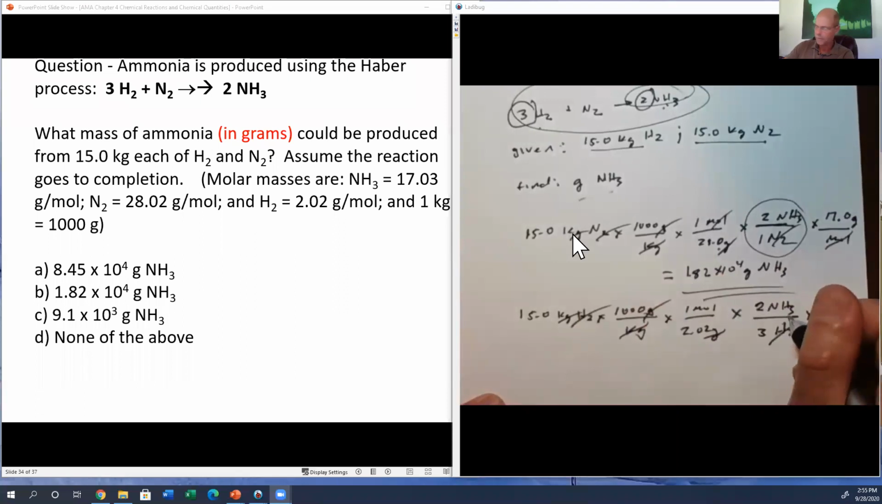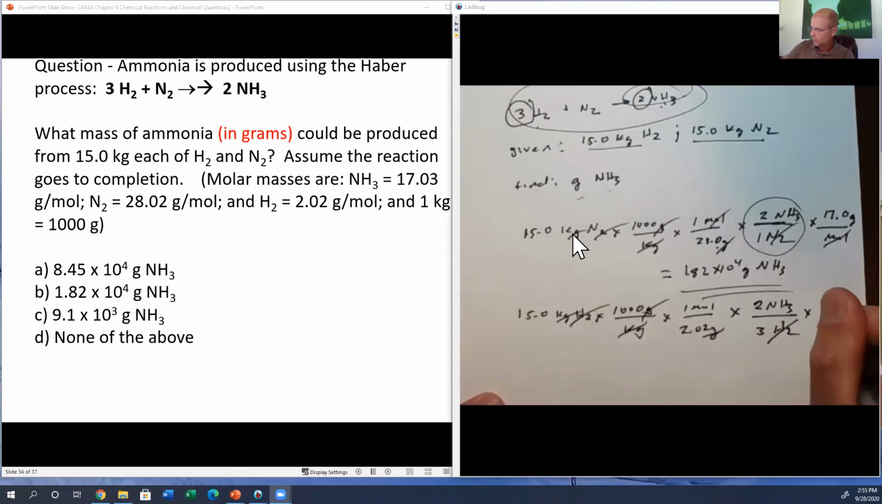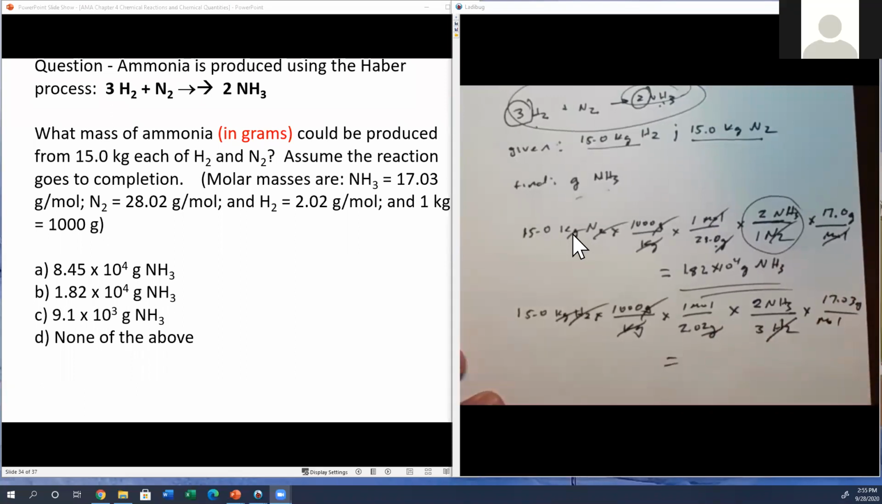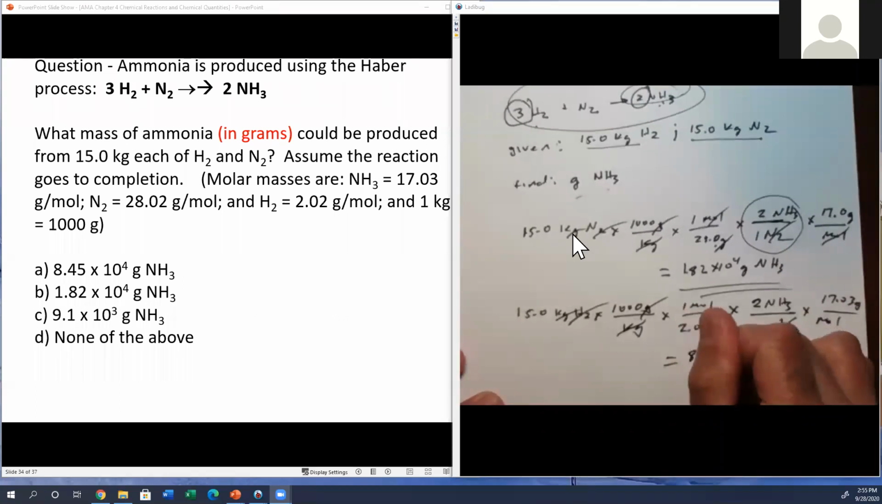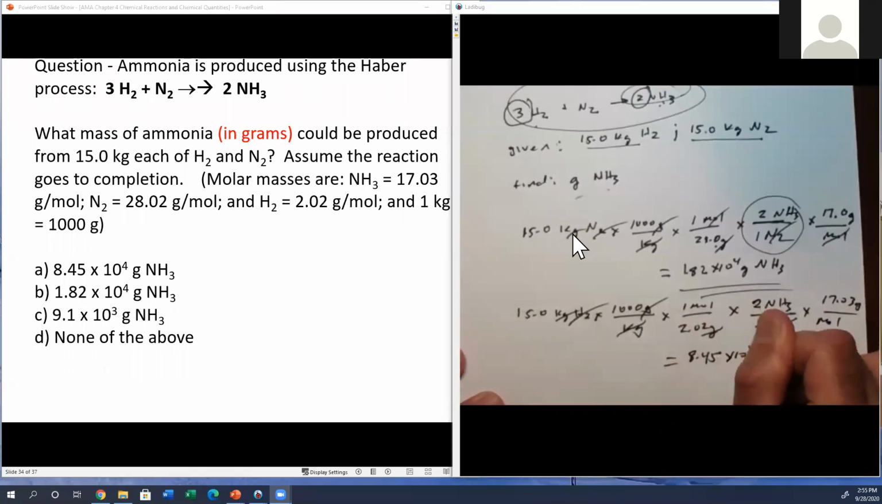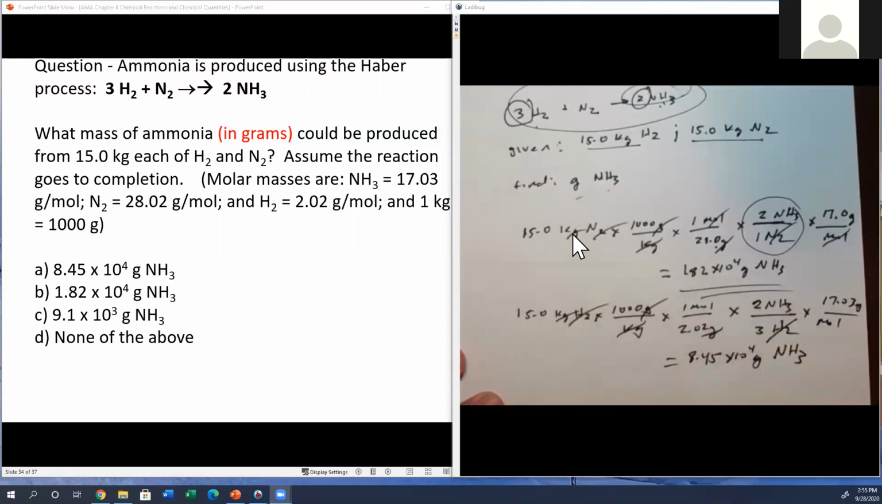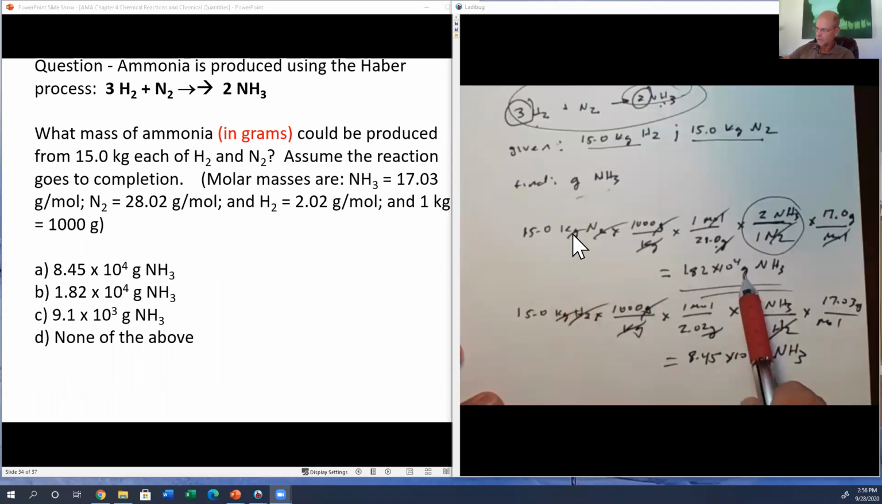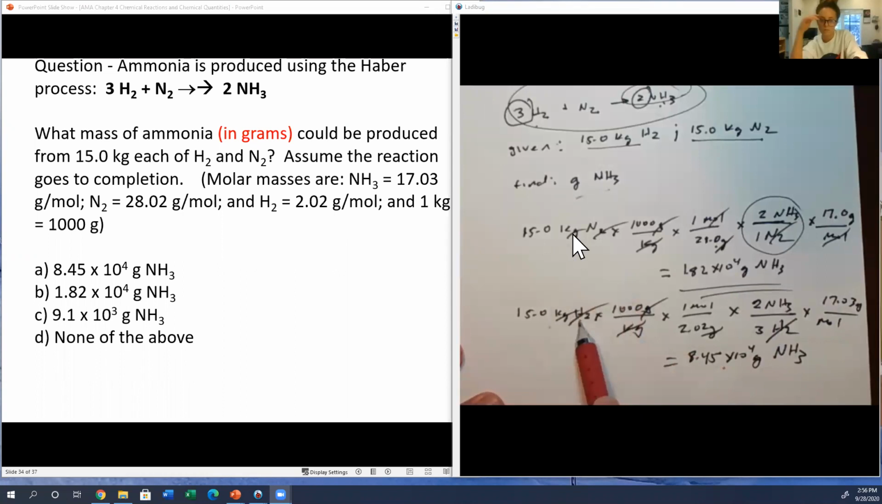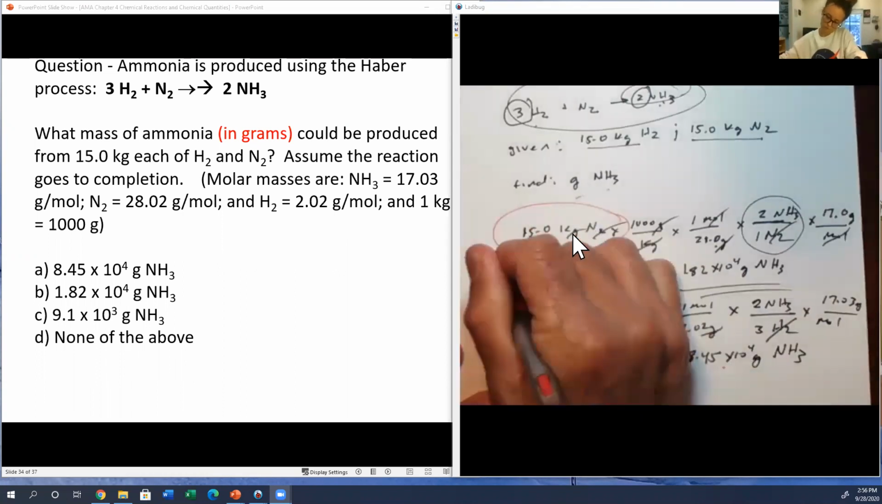Now I have moles of ammonia. I'm going to convert to grams: 17.03 grams per mole. And I get 8.45 times 10 to the 4th grams of ammonia. So I have enough nitrogen for this much ammonia. I have enough hydrogen for this much ammonia. What is my limiting reactant? The nitrogen or the hydrogen? The nitrogen. That limits the amount I can make.